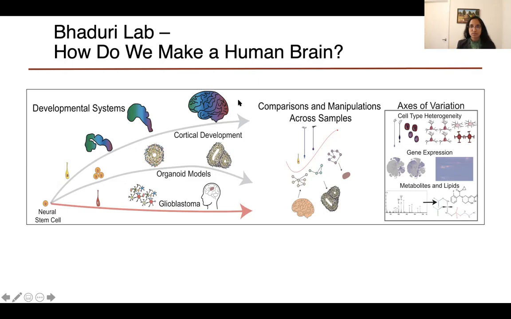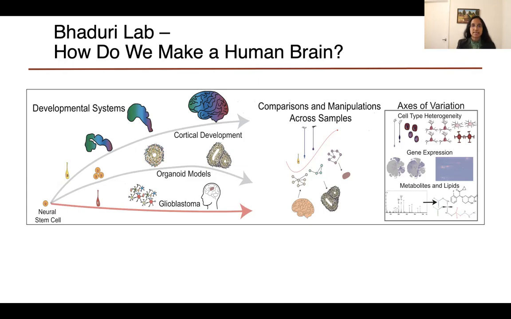To perform this work, the lab will perform comparisons and manipulations across samples and use a variety of bioinformatic approaches, as well as explore different axes of variation, such as cell type heterogeneity, gene expression, as well as components of metabolism to better understand the regeneration capabilities of these neural stem cells, their developmental biology trajectories, as well as the cancer biology aspect of cell diversity that is reactivated in an aberrant context.